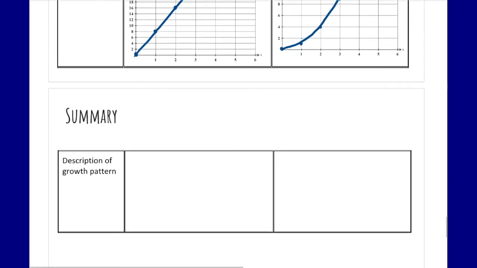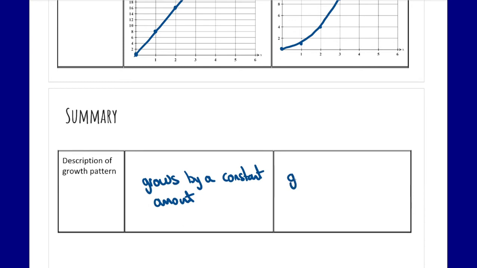And if we summarize the growth pattern, the evergreens grow by a constant amount. And for the apple trees, you could say it grows rapidly by inconsistent amounts.